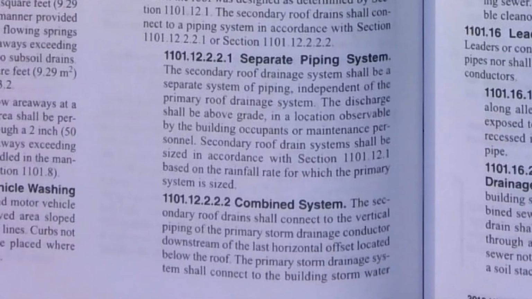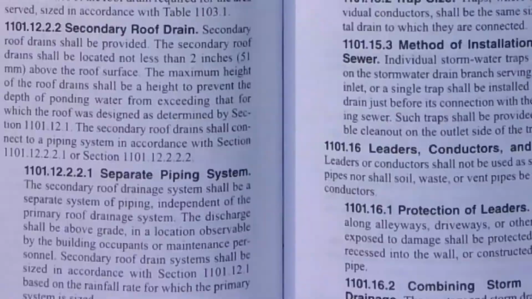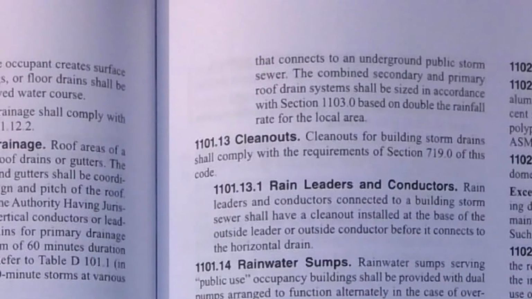The combined system. The secondary roof drain shall connect to the vertical piping of the primary storm drain conductor downstream of the last horizontal offset located below the roof. The primary storm drain system shall connect to the building's storm water drain that connects to an underground public storm sewer. The combined secondary and primary roof drain system shall be sized in accordance with section 1103 based on double the rainfall rate for the local area.